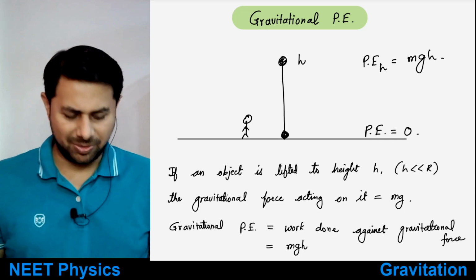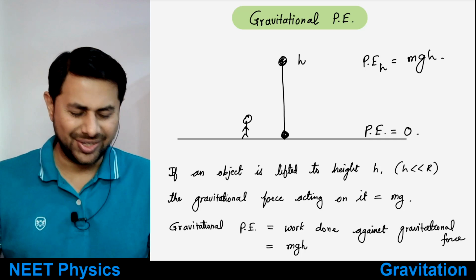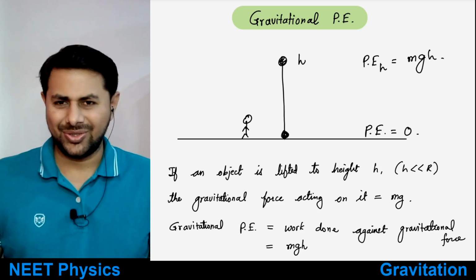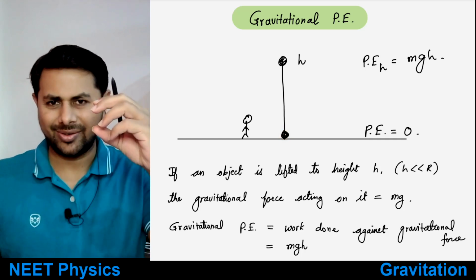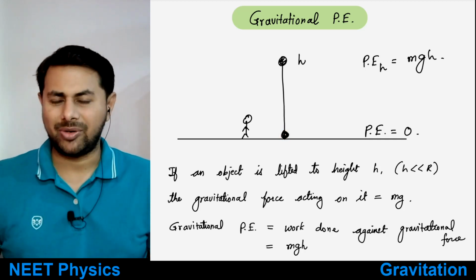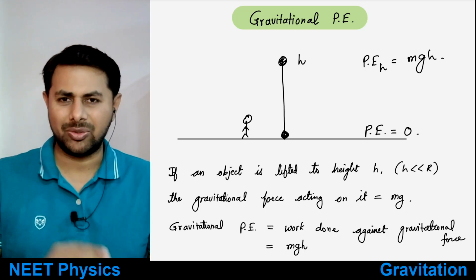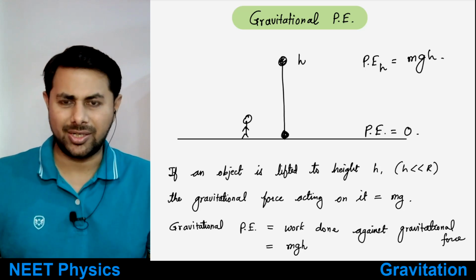Okay, let us see the next point. This is important: the gravitational potential energy. Okay, now what is that? Suppose this is an object, it is lifted up against the gravitational force. Then we know from work, energy and power that work done against a conservative force gets stored as the potential energy. It increases the potential energy.